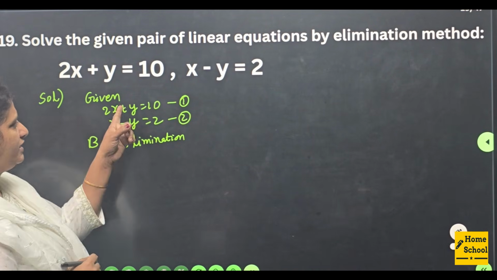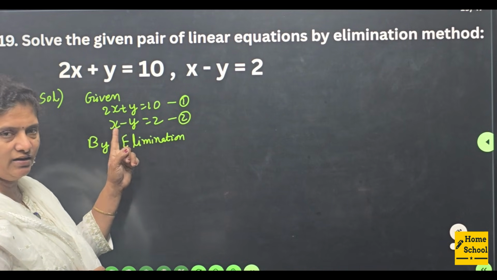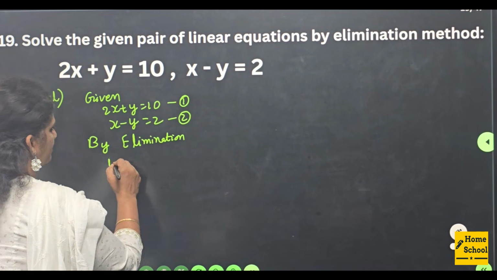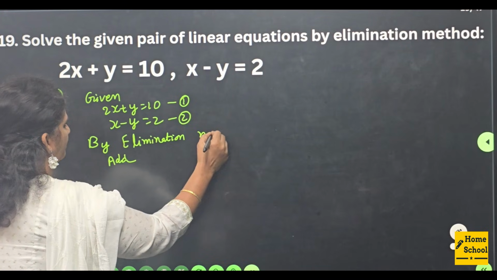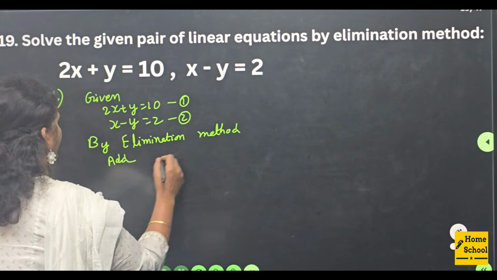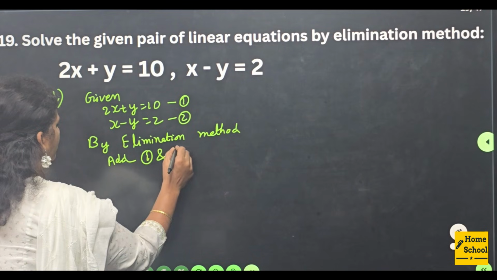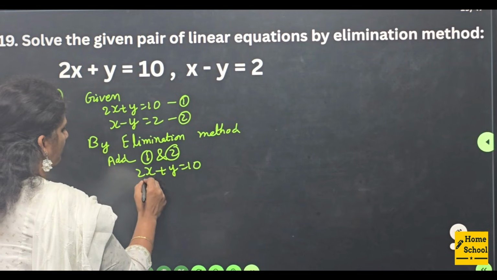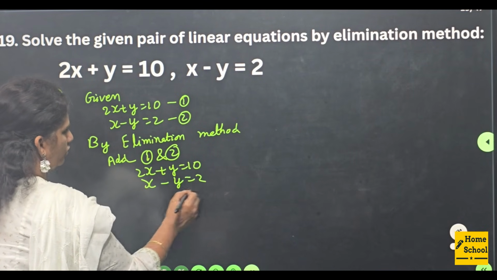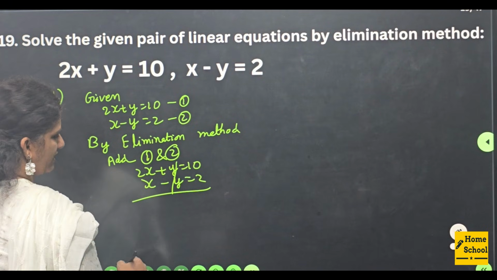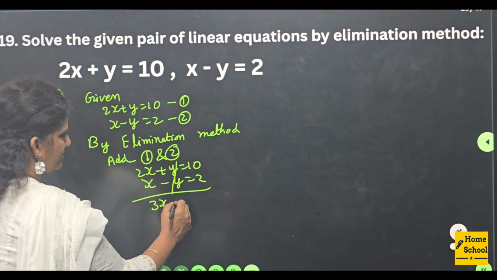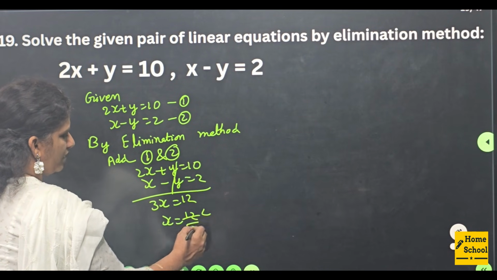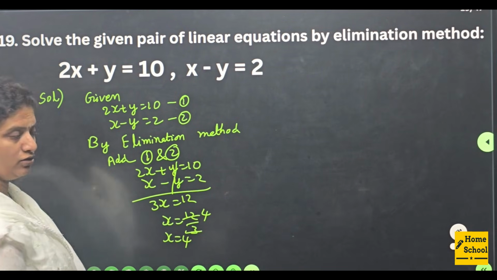In the elimination method, observe the terms plus y and minus y. The value is the same with a different sign, so directly add the two equations. Add 1 and 2. That is 2x plus y is equal to 10, x minus y is equal to 2. Add: plus y and minus y cancel, 2x plus x will be 3x, 10 plus 2 will be 12. x is equal to 12 by 3, that is 3 4s are 12. x is equal to 4.